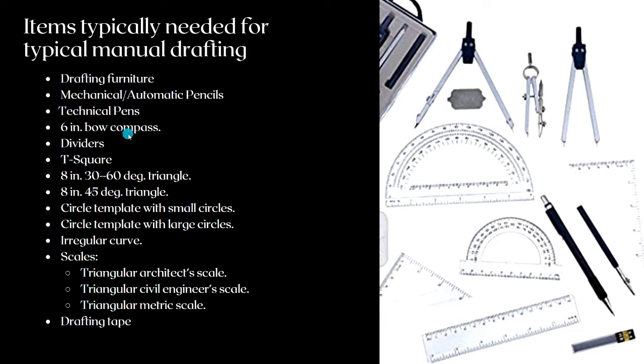Then a divider, then a T-square, no? So para ni nga ma-align ang atong paper, ma-align na natong mga drawings. Then an 8-inch 30 by 60 degree triangle, an 8-inch 45 degree triangle. Kini 8-inch particular lang ko nga basta lang kay makadraw ka sa sulod sa usa ka A4 paper.